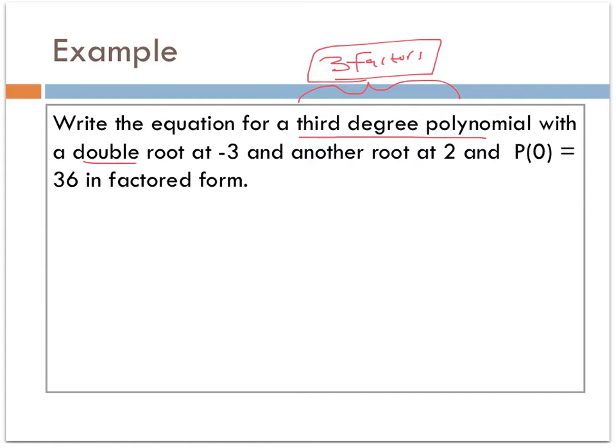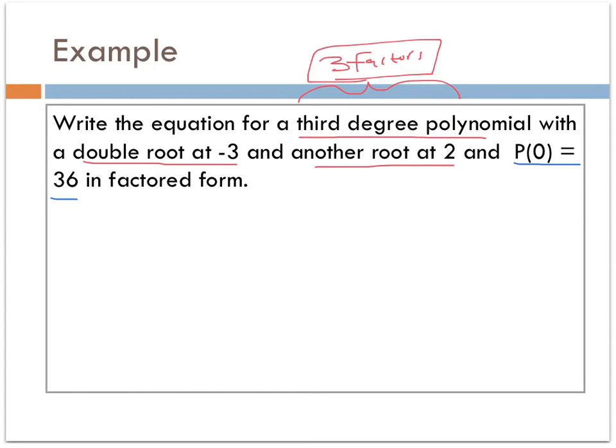And we have a double root at -3 and another root at 2. Now there's this other piece here that we're going to talk about in a second. P of 0 is equal to 36, and our solution is going to be in factored form, so we don't have to distribute. But what I've underlined in blue is important because we have to understand that graphs change based on some of the numbers that are put into them.